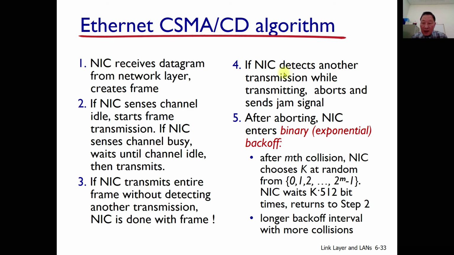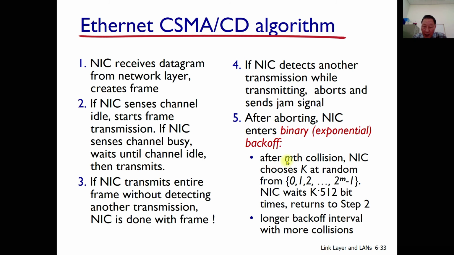If the network interface card detects another transmission while transmitting, it aborts immediately and sends a jam signal to notify the other nodes that the previous transmission was corrupted and should be neglected. That is the jam signal to other nodes. After aborting, the Ethernet card enters binary backoff. This is the core of this algorithm, called binary backoff or exponential backoff.